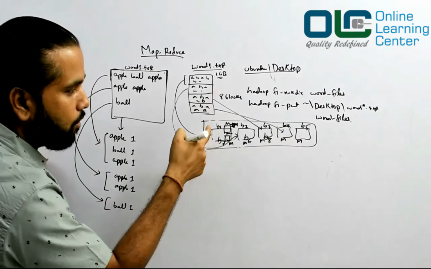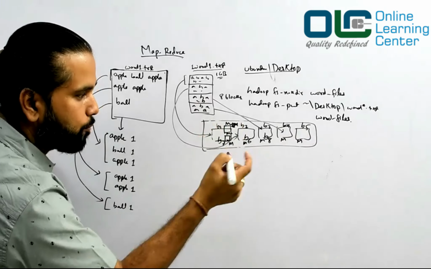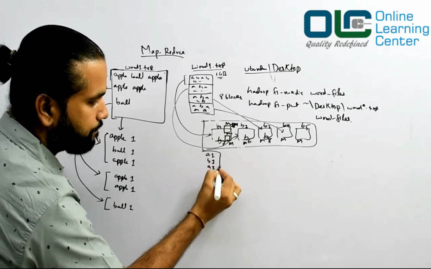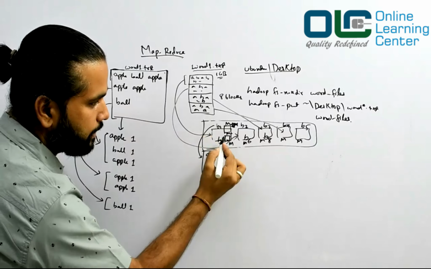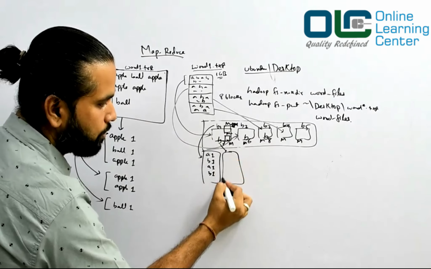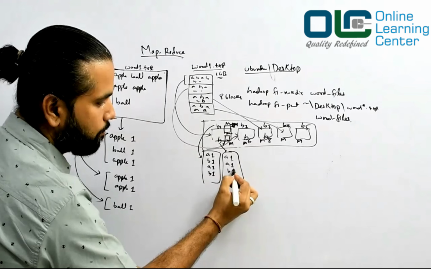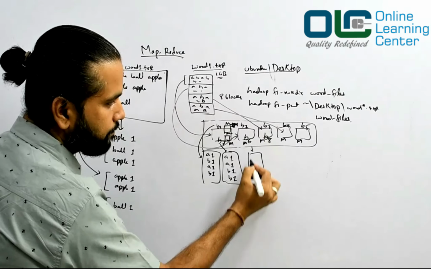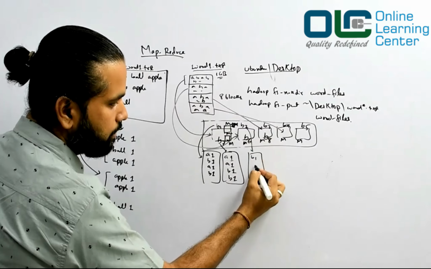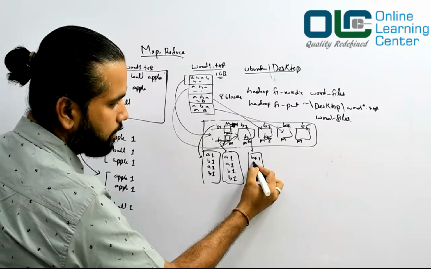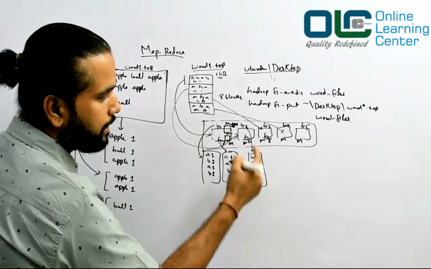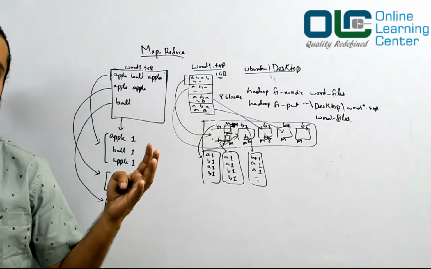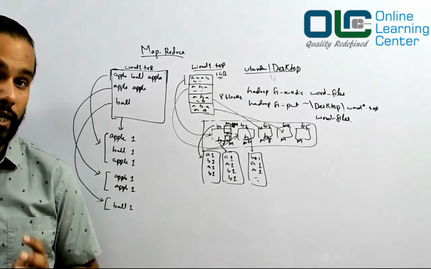At the end of the day, what would the B1 output be? Apple 1, ball 1, apple 1, ball 1. Let's say this is the output of B1. Again, B7 output would be apple 1, ball 1, ball 1, and so on. Similarly, B2 will also give some output, like ball 1, apple 1, and so on. So everybody would give you some output. Now this output has to be mixed together, brought together.